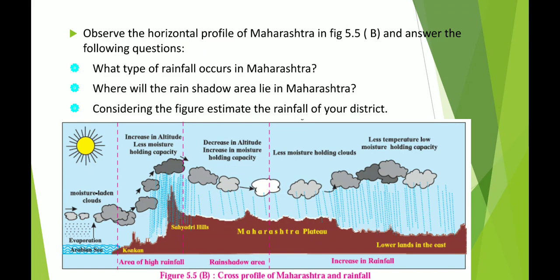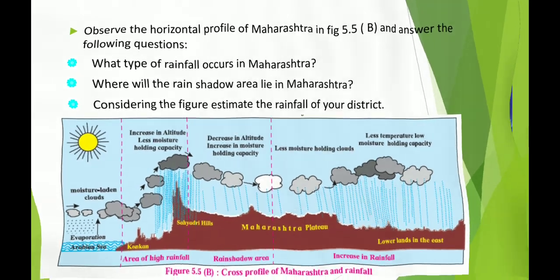See, the questions are given. What type of rainfall occurs in Maharashtra? That is orographic rainfall. Where will the rain shadow area lie in Maharashtra? That is the leeward side of the Sahyadri ranges. In this area the rainfall is very less. Considering the figure, estimate the rainfall of your district. That is, in the Pune district also orographic rainfall occurs.